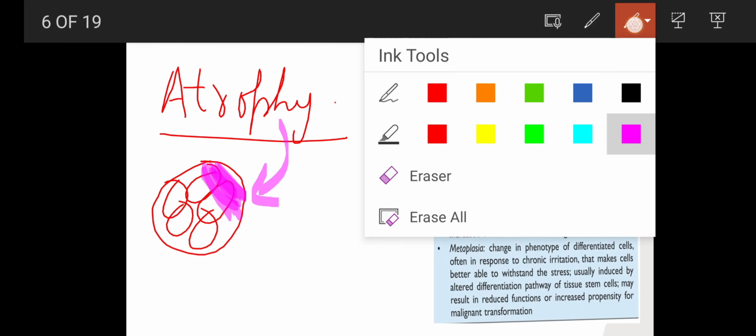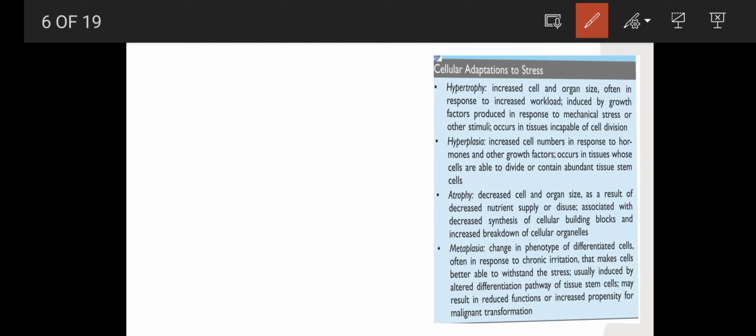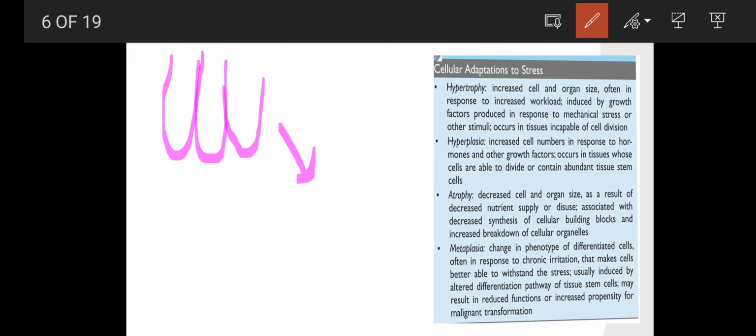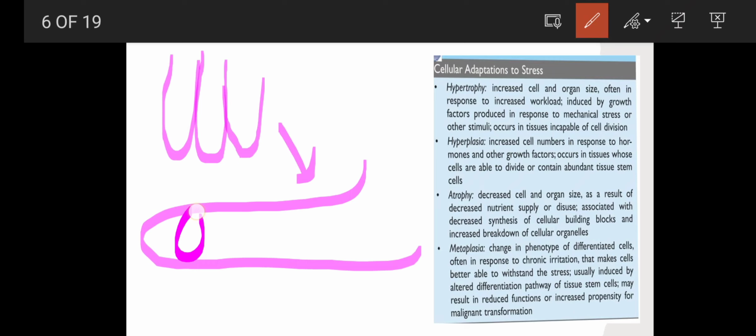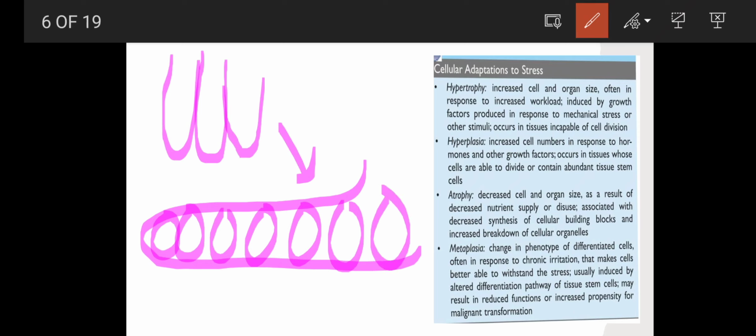Now when we see metaplasia, this is a type of cellular adaptation to stress where cells are replaced by different types of cells. For example, if we have columnar epithelial cells, these columnar epithelial cells will be replaced with smooth epithelial cells. This is called metaplasia. These are the different cellular adaptations to stress.